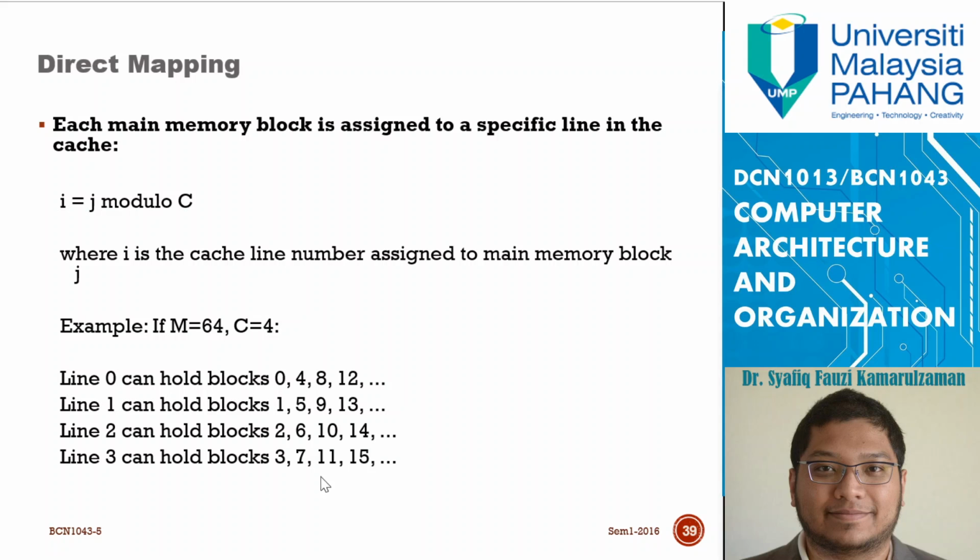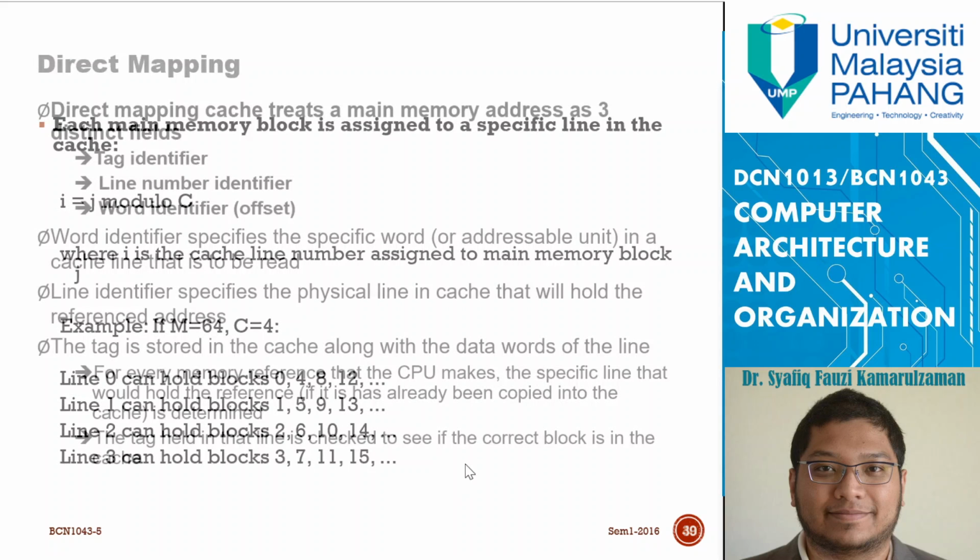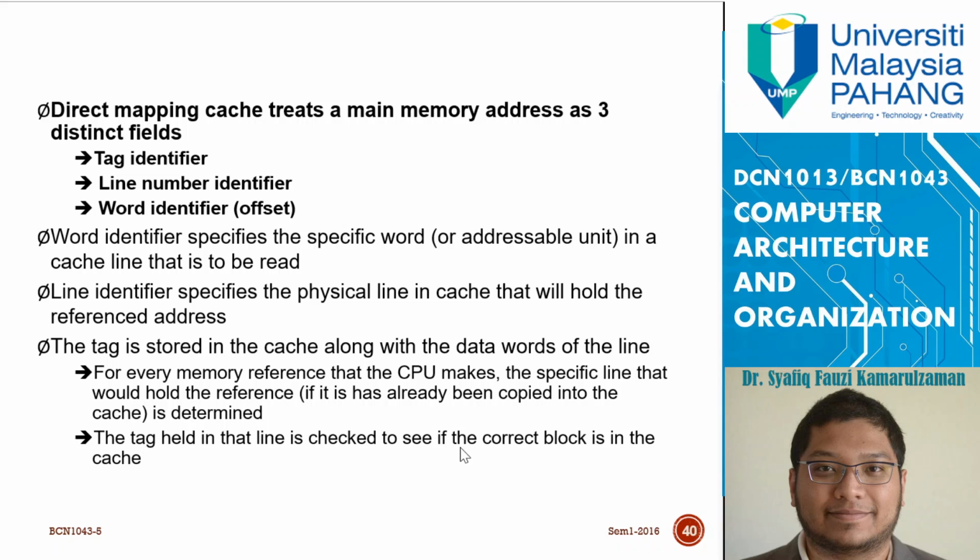So here we have 4 lines, and each of the 4 lines can hold 1 unit, so 0, 1, 2, 3. After the first line, the second line holds 4, 5, 6, 7, and then 8, 9, 10, 11, 12, 13, 14, 15, up until 64. So let's take a look at direct mapping first.